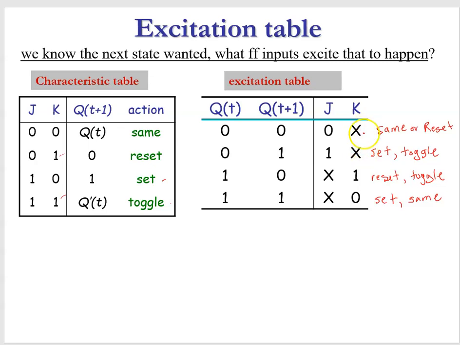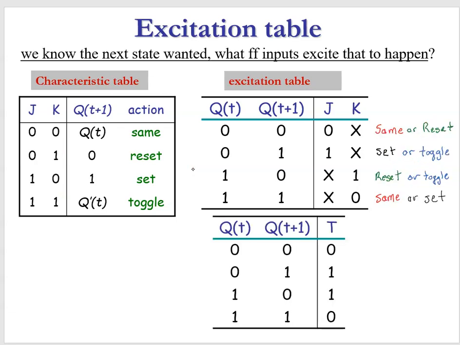Having these don't care conditions for K or J will simplify the combinational logic in front of the flip-flop, whatever combinationally determines what that flip-flop input will be. So that's how we can derive the excitation table. If we're not given the excitation table, we can derive it from the characteristic table of the JK flip-flop, and we learned how to derive the characteristic table of the JK flip-flop in past videos.